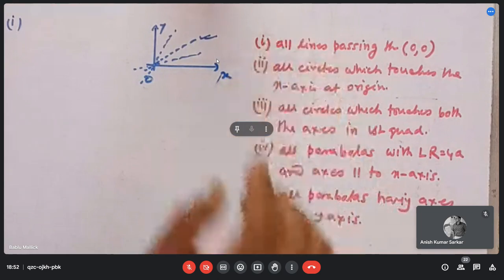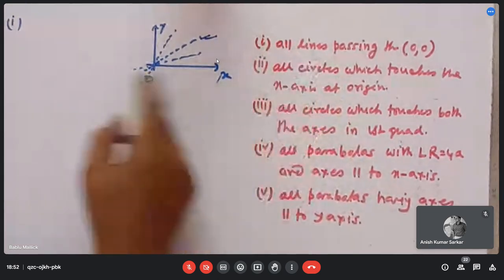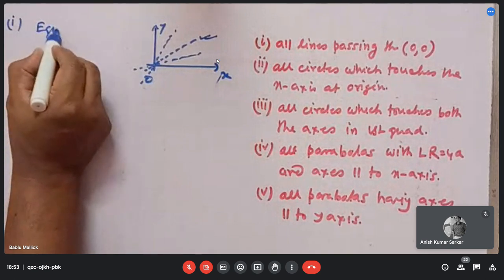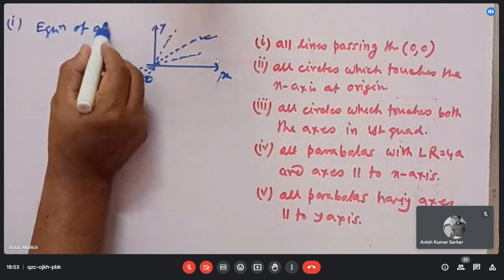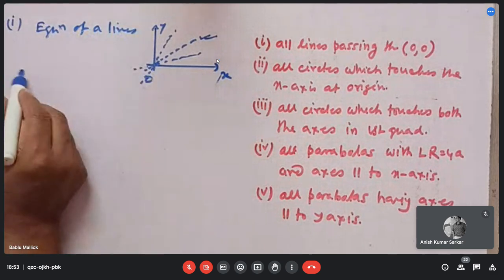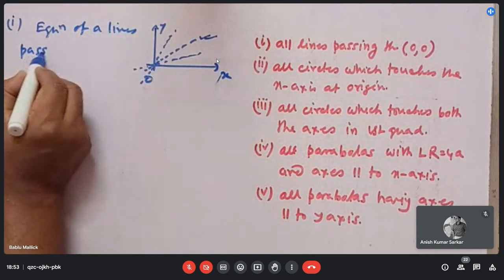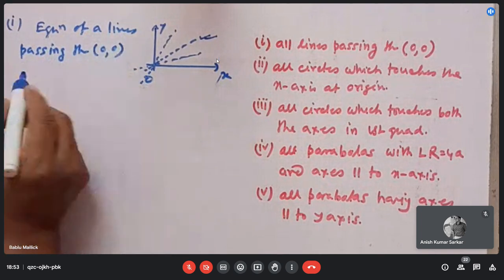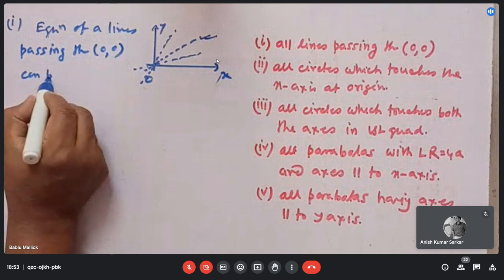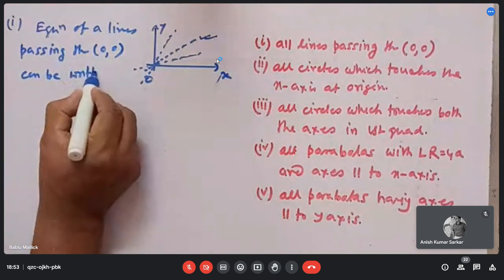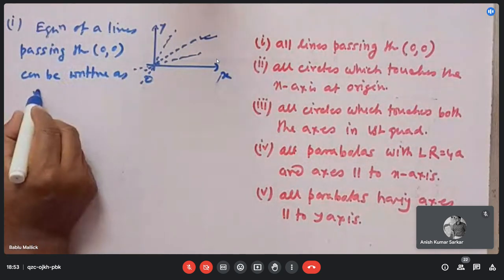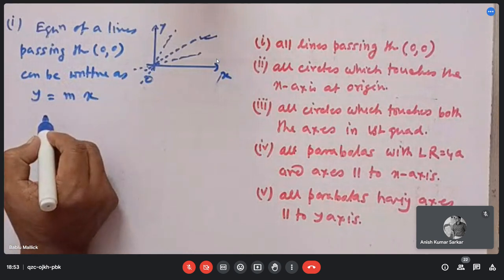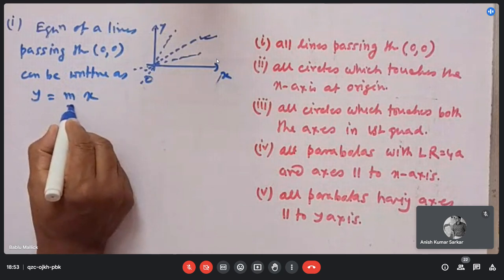This thing, equation of any line, write the solution: the equation of a line passing through origin can be written as y is equal to mx. Here m is the slope.